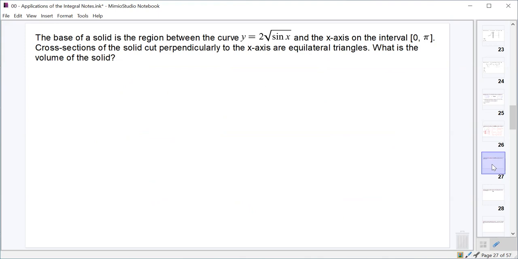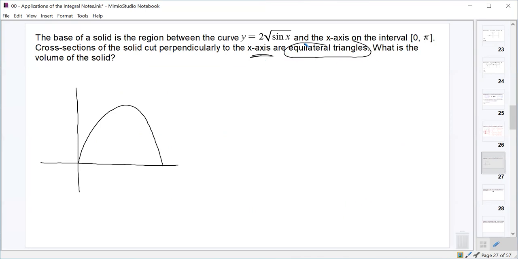So we'll do another quick one here that's going to be almost exactly the same. We're still looking at the curve 2 root sine x from 0 to pi. But this time it says the cross sections, which are cut perpendicularly to the x-axis, are equilateral triangles, which means protruding out from your screen, no matter how I slice this, is a bunch of equilateral triangles. Real small ones down at the ends and bigger ones up at the top there. And so it's going to be really helpful to know the formula for an equilateral triangle's area.